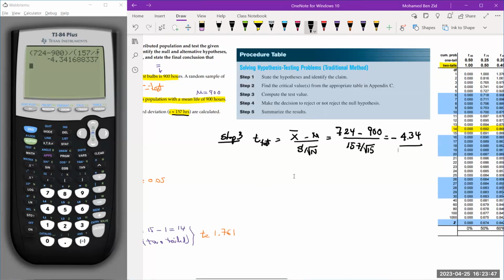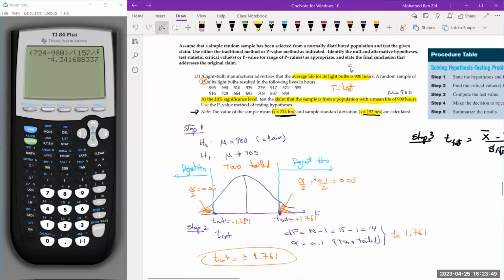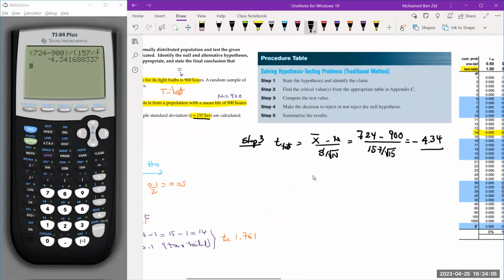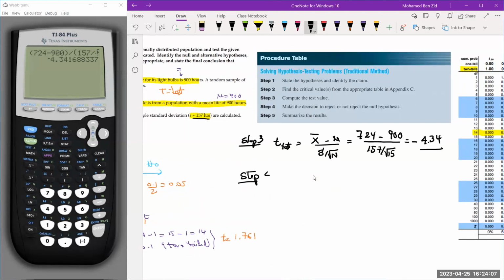So again, we're going to go to the chart. Minus 4.34, you're going to be somewhere here. So the t-stat is minus 4.34. And obviously it's within the reject zone, right? So step 4, reject H0. Step 5, if you reject, yes, you have evidence.